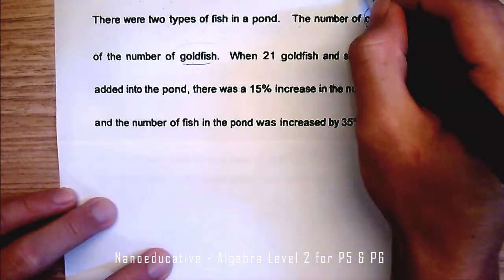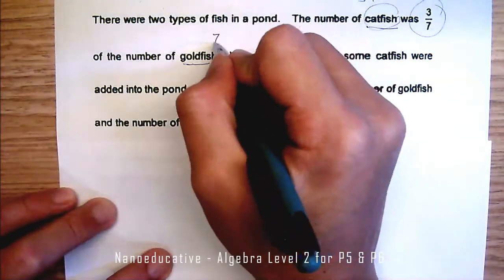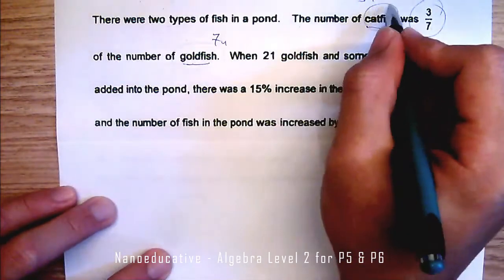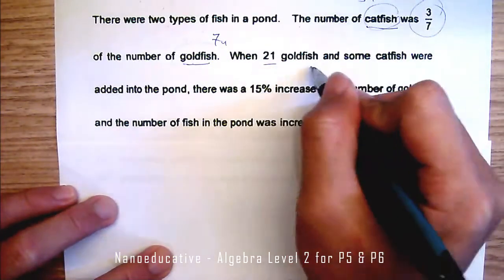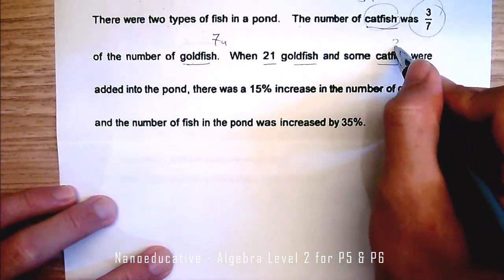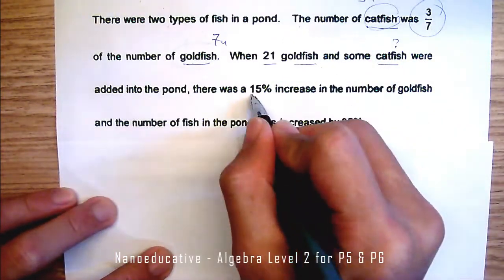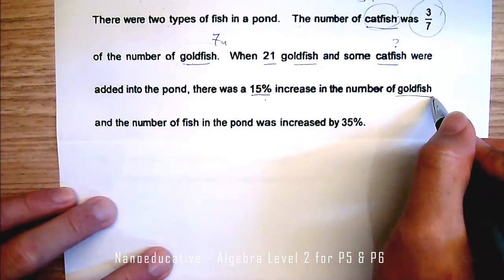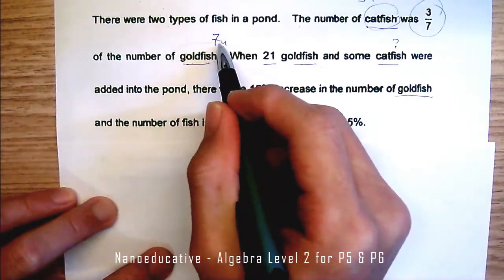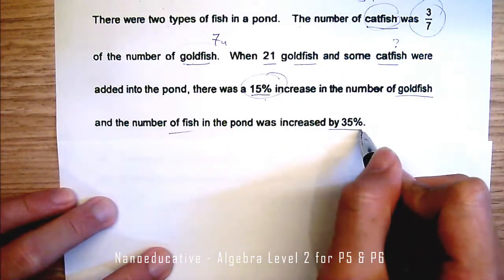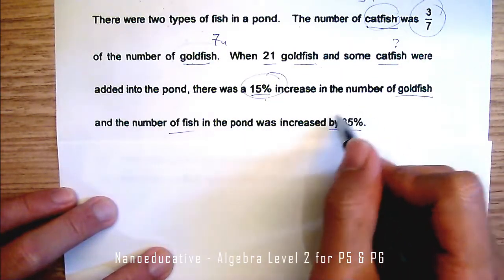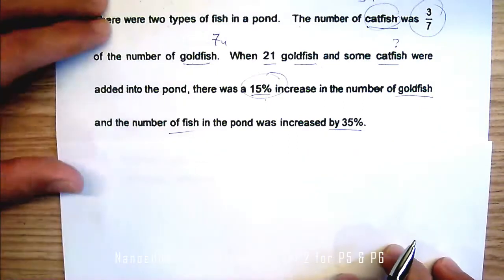This catfish will be 3 units and the goldfish must be 7 units. Okay, so we have really accomplished this portion. Now they say that 21 goldfish and don't know how many catfish were added into the pond, there was a 15% increase in the number of goldfish, which means that your goldfish of 7 units, right, it increased by 15%, and the total number of fish in the pond was increased by 35%. Okay, now let's see what we can do with this.